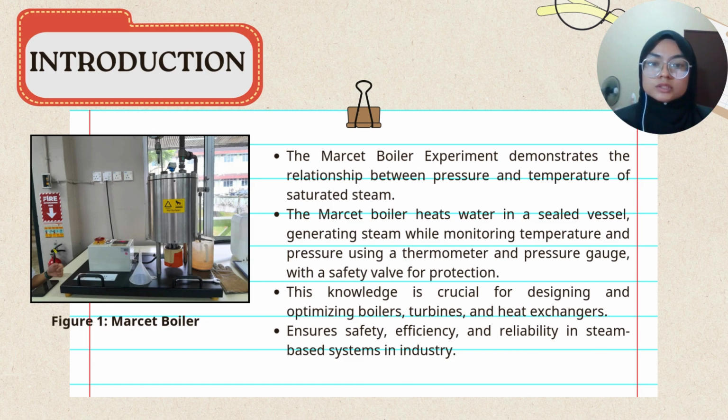So how this experiment works is, the first one, the Marcet boiler, the boiler will heat up the water in a sealed vessel, generating steam as the temperature and the pressure rise. Also, we have the thermometer and the pressure gauge attached to the Marcet boiler that will monitor these temperature changes, while a safety valve prevents over-pressurization. This experiment also validates steam table data, ensuring the safety, efficiency, and reliability of steam systems by providing practical insights into steam behavior under varying conditions.